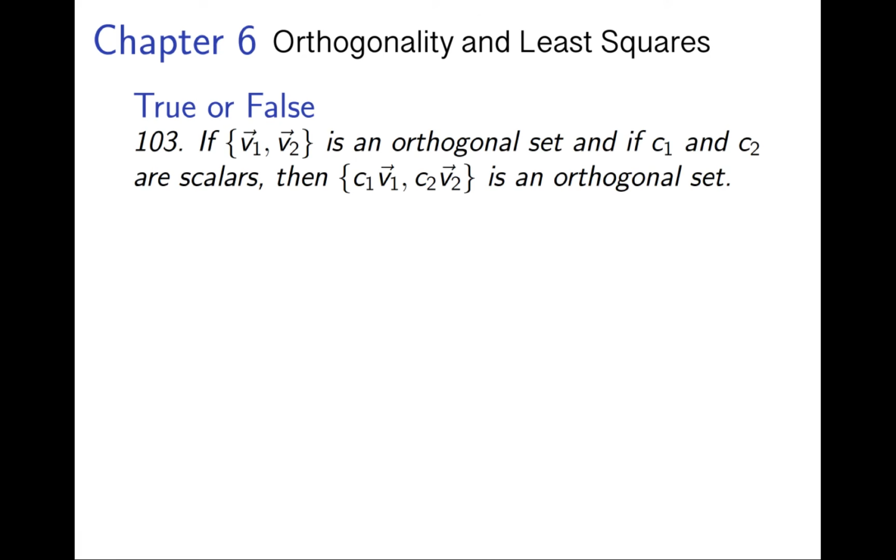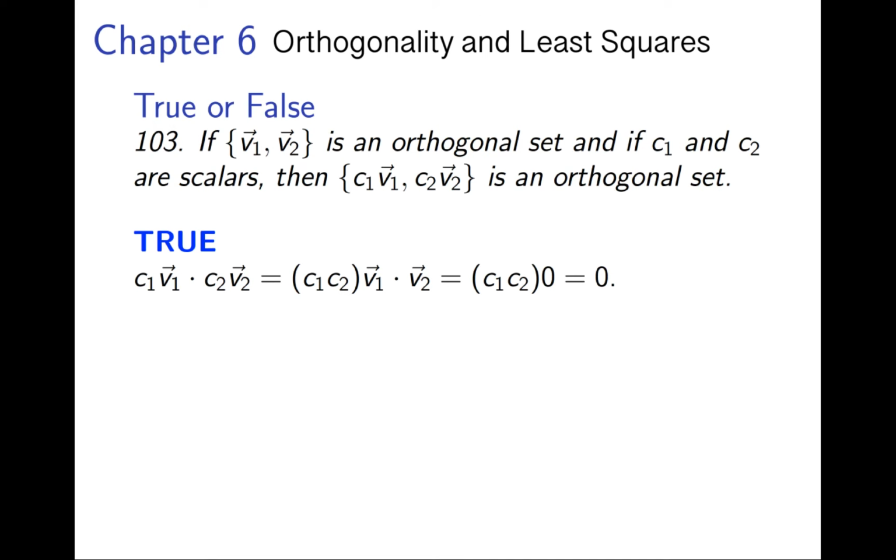Number 103. If the set V1, V2 is an orthogonal set, and if C1 and C2 are scalars, then C1 V1, C2 V2 is an orthogonal set. Well, this is true. Let's just check to see if C1 V1 dot C2 V2 is 0. We could factor out the scalars, and we have C1 C2 times V1 dot V2, which we know is 0. So C1 C2 times 0 is 0. We have an orthogonal set.